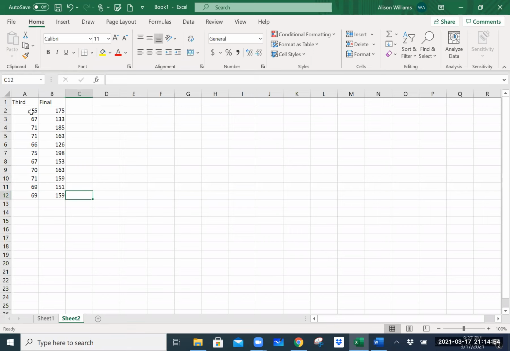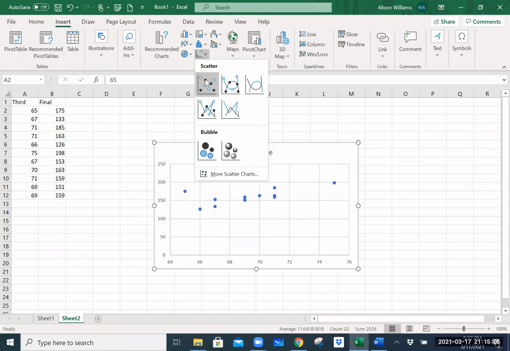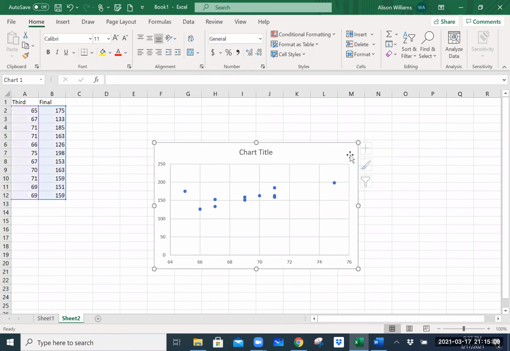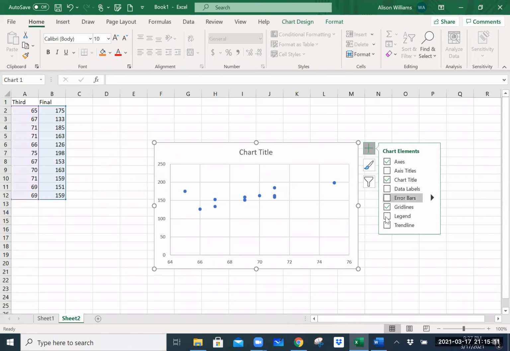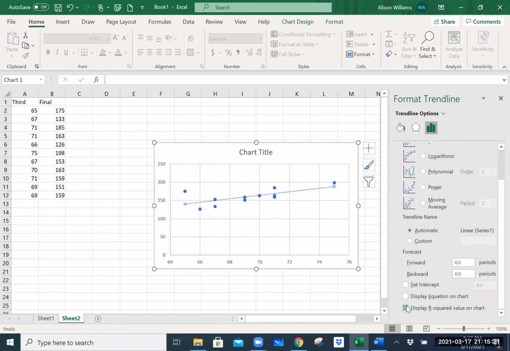So let's go ahead and look at the relationship between these two. I'm going to start with the scatter diagram again, and go ahead and look at the trend line for that, please. And I'd like to know, there we go, R squared.